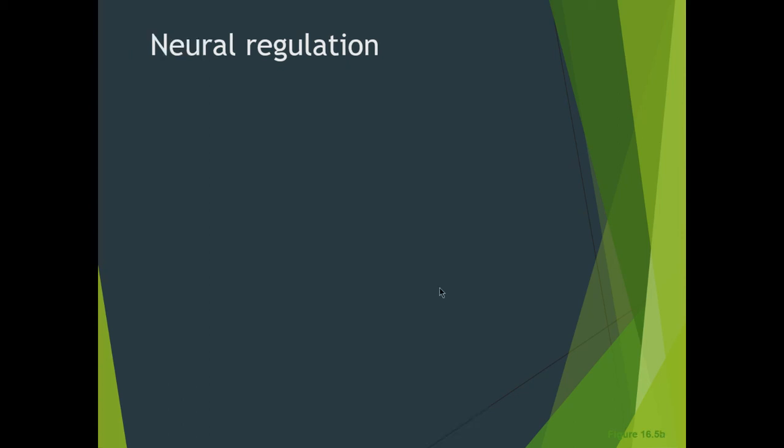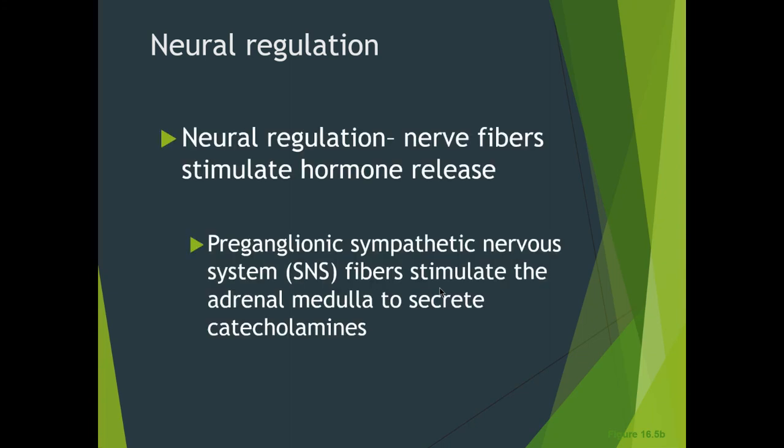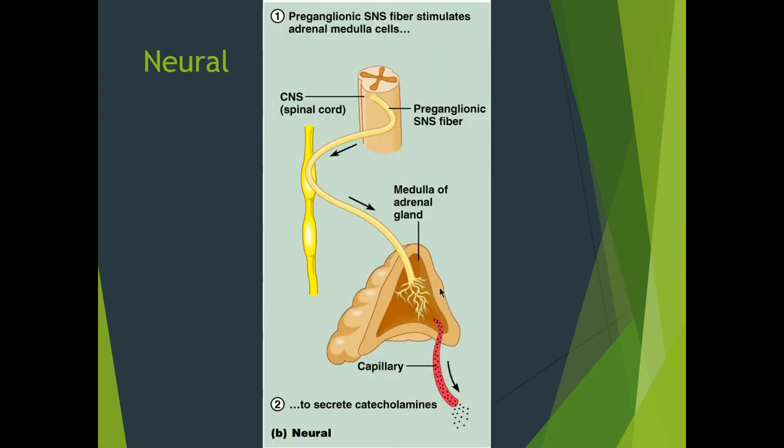Let's look at neural regulation. So neural refers to the nervous system. And remember, the nervous system works by neurons. It works by nerve fibers. And so what's going to happen here is the nervous system is in control of the release of the hormone. There's going to be a nerve going to a gland, and that nerve, the action potentials, the release of the neurotransmitters, is going to tell the gland to secrete.